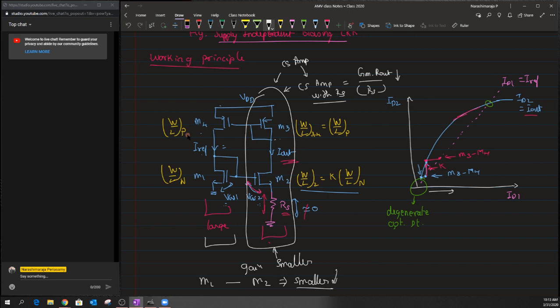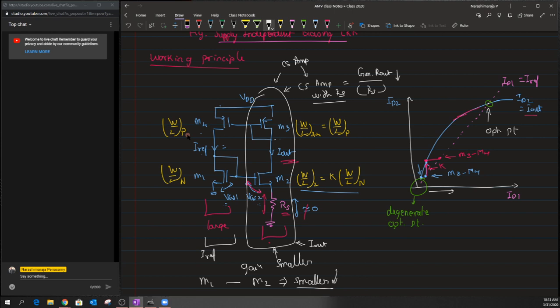Okay, and at a particular spot one could see that we reach a current value where the current through this first branch, which is basically the I reference, and the current through the second branch, which is basically the I out, both become equal to each other. Okay, and this is again one of the desired operating points that we want to have. So this is how the circuit works.